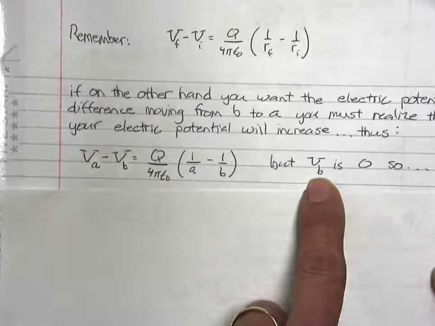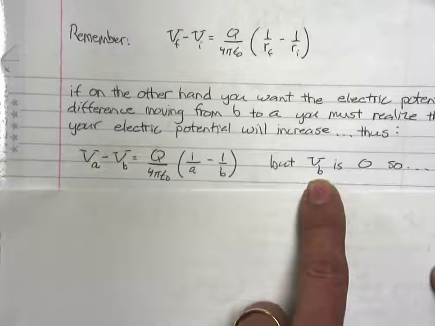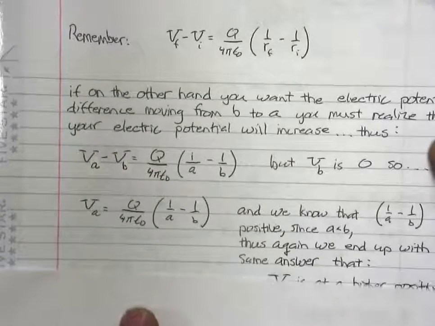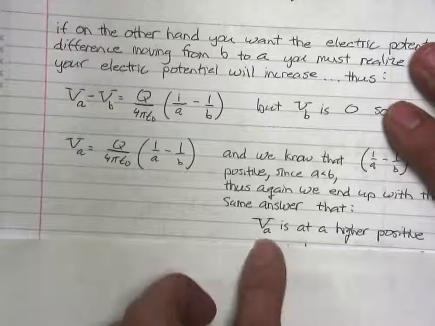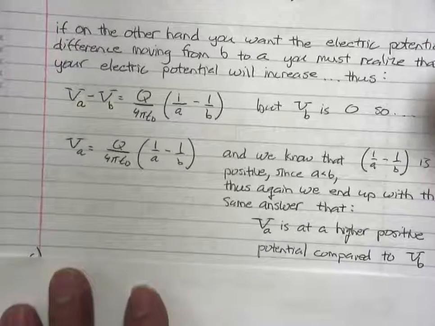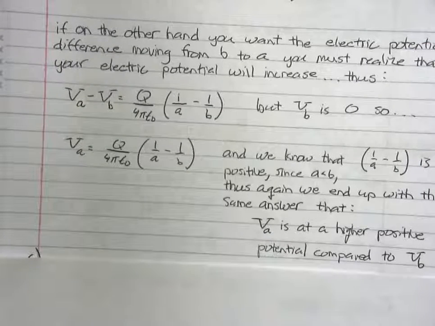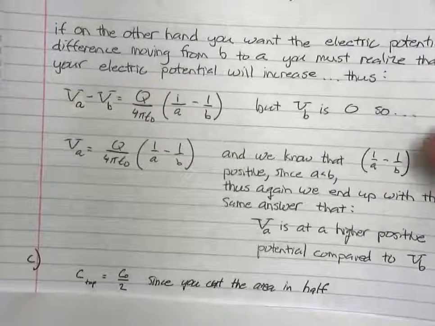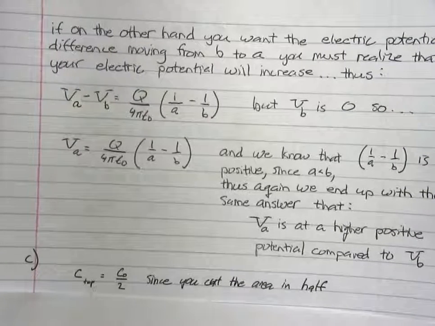But, reminder, the electrical potential at B is defined as 0. So, hey, we end up with the exact same thing. This shows that A is at a higher potential. It's the same thing that we got when we went in the other direction. So hopefully that takes care of some of the confusion around that negative sign.